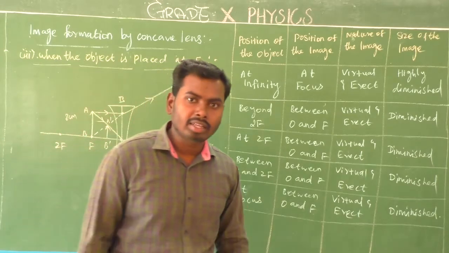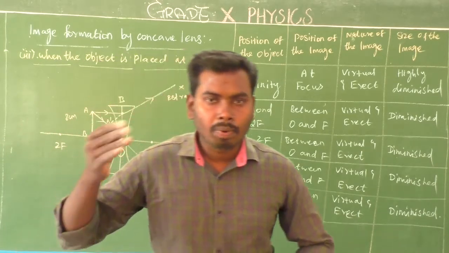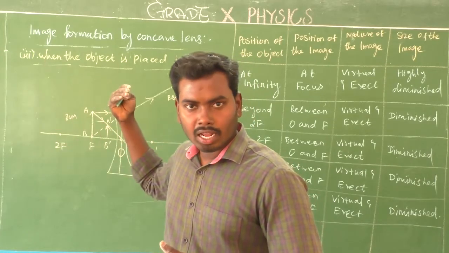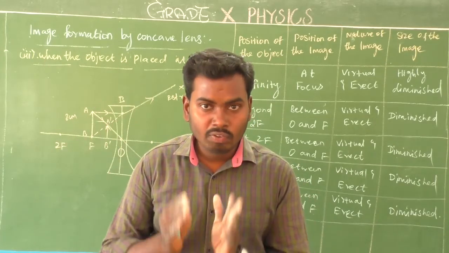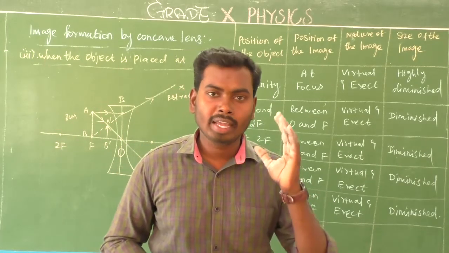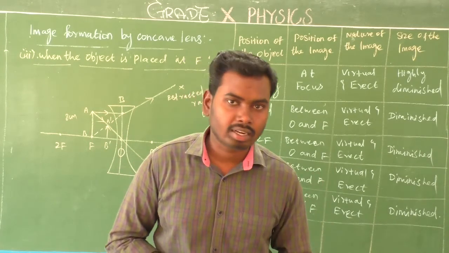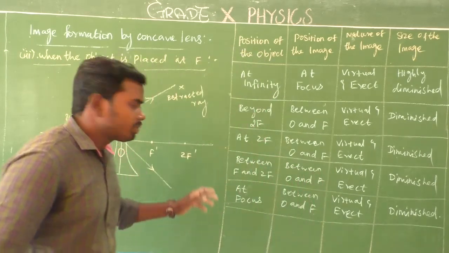So, repeatedly I am telling that in concave lens, if we place the object anywhere between the infinity and the optical center O, image will be formed between O and F, which means optical center and the focus. There will not be any change. Is that clear? Yes. So fifth case completed.